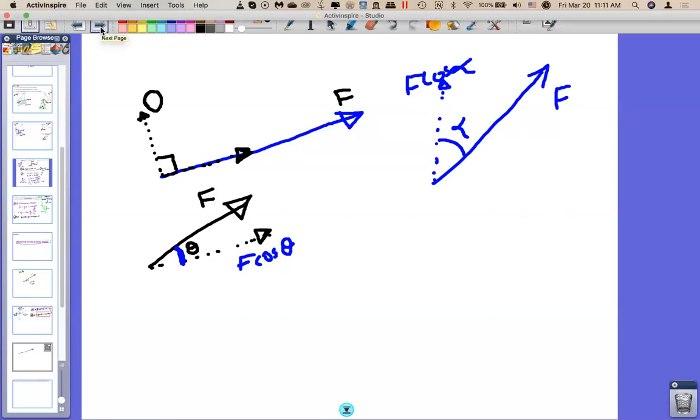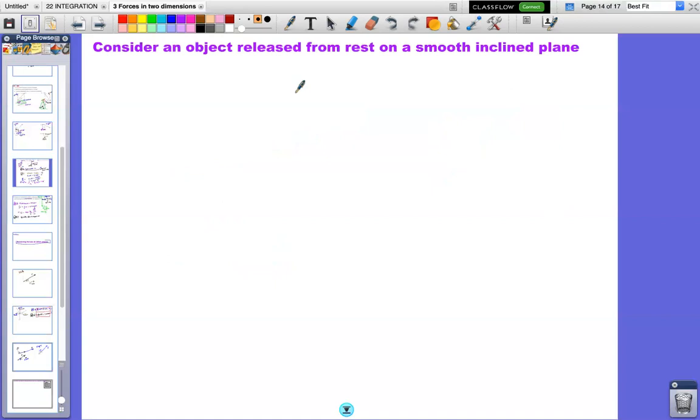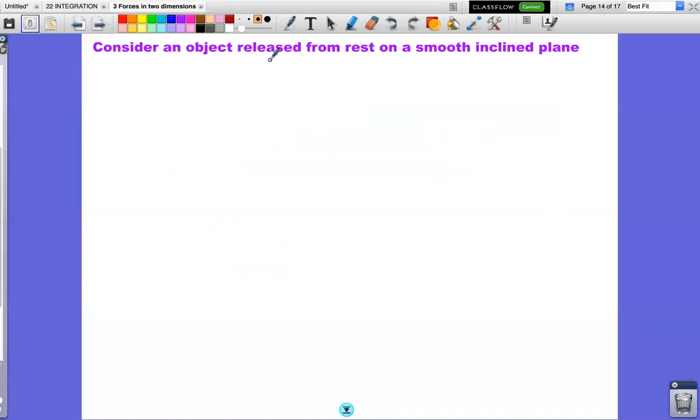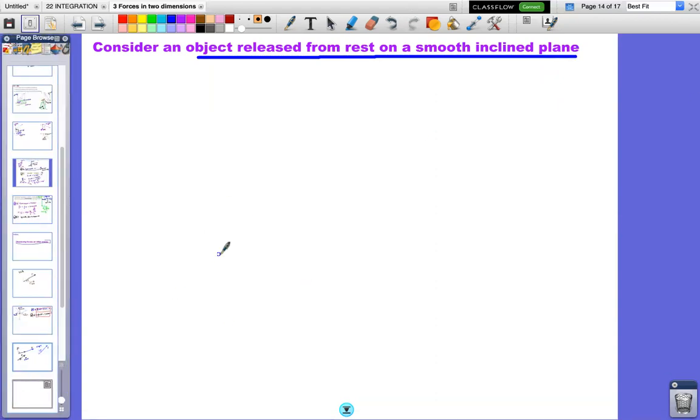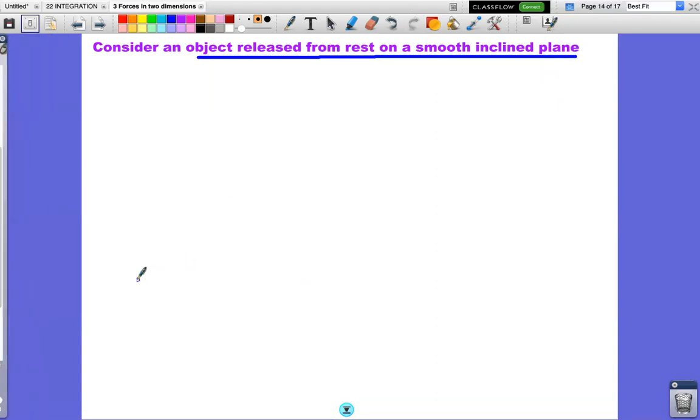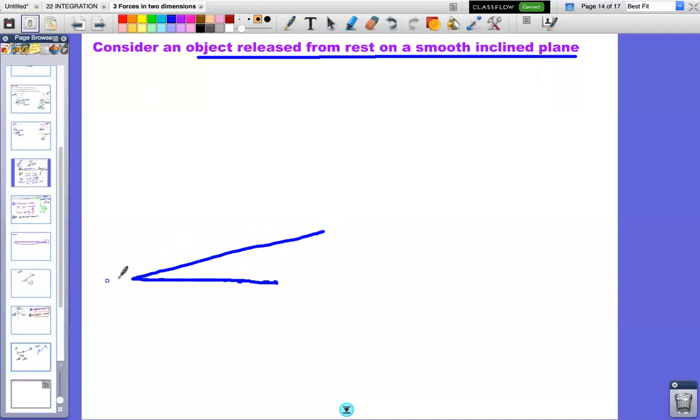So why is that important? Let's look at this problem here. Let us consider an object that is released from rest on a smooth inclined plane. Let's say that you have a plane, and then you lift it up through some angle, theta. So you lift it up like that.